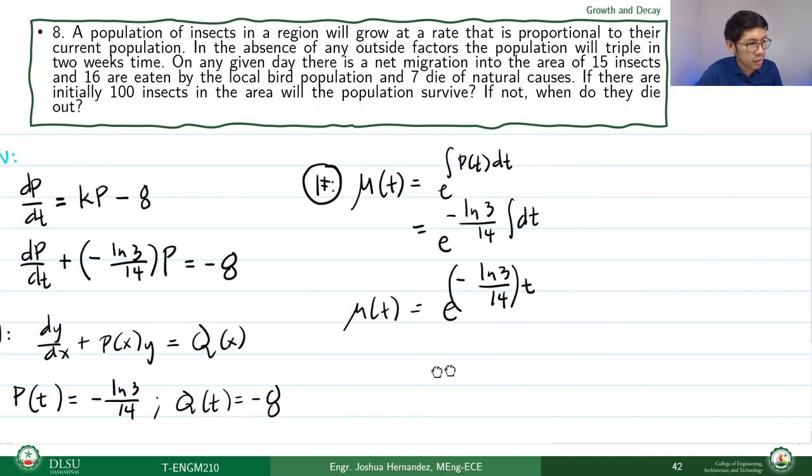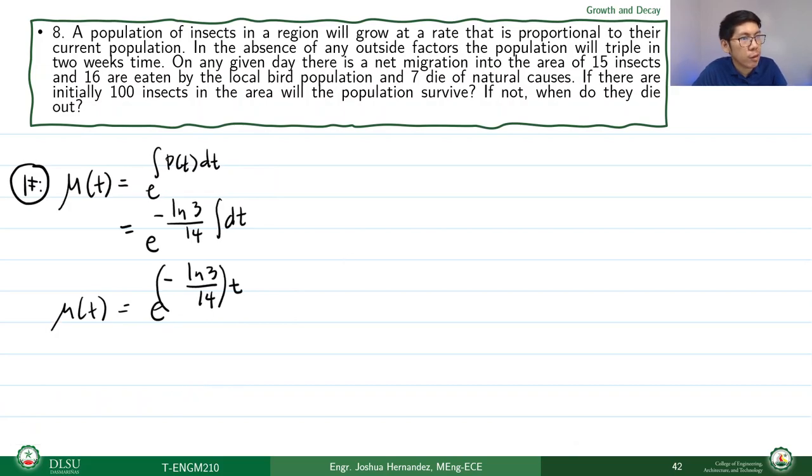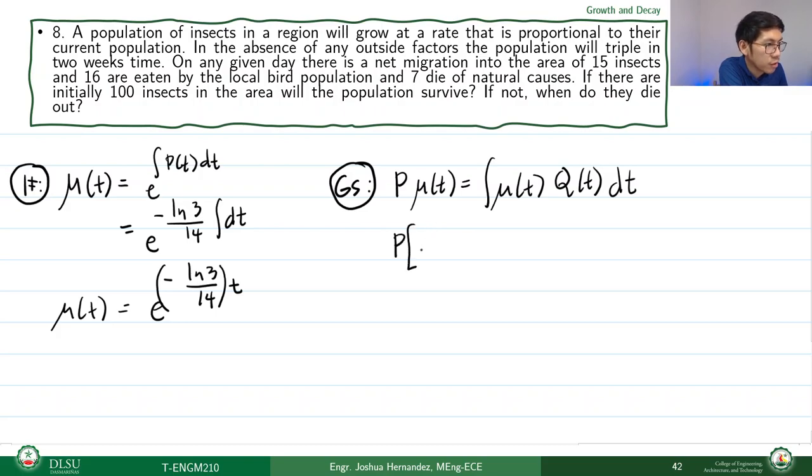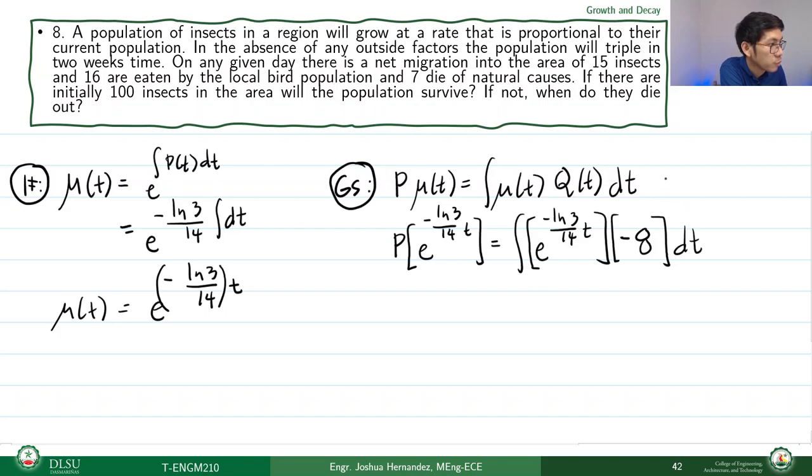Next, we move on and we look for the general solution. Di ba, general solution natin is P mu of t equals the integral of mu of t Q of t dt. So, with that, substituting, meron tayong P, and then meron tayong e raised to the negative ln 3 over 14 t equals the integral of the same negative ln 3 over 14 t. Q of t is negative 8 dt, of course, plus c.